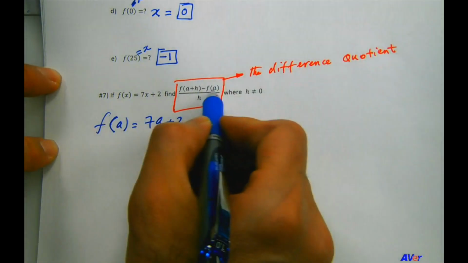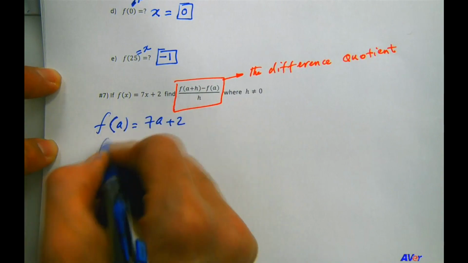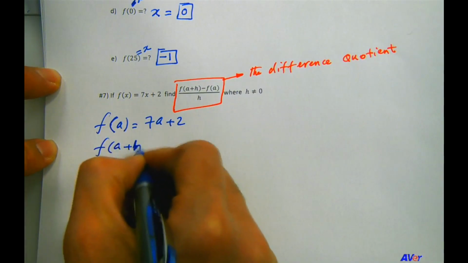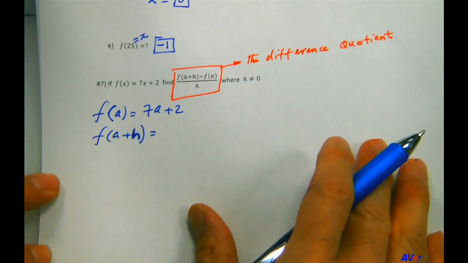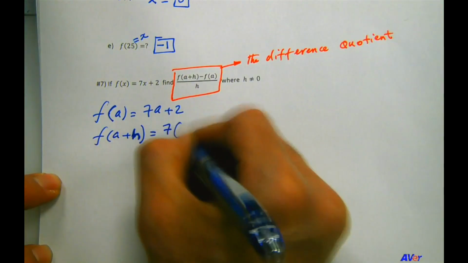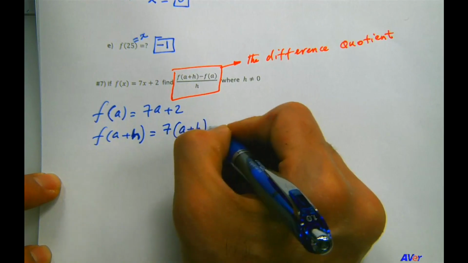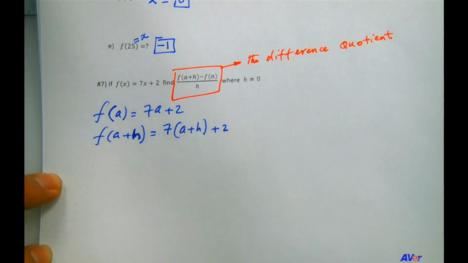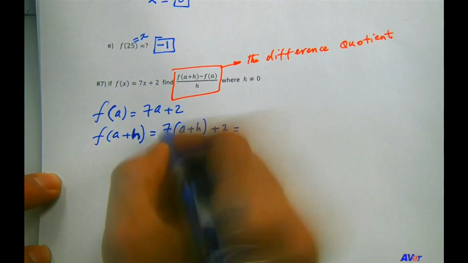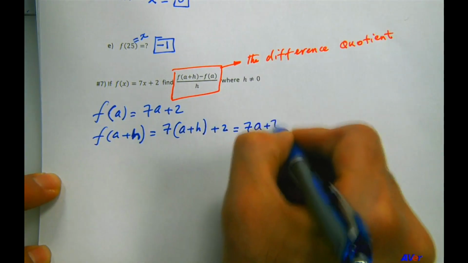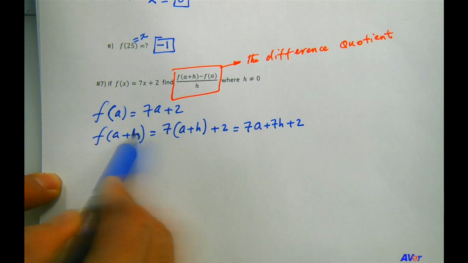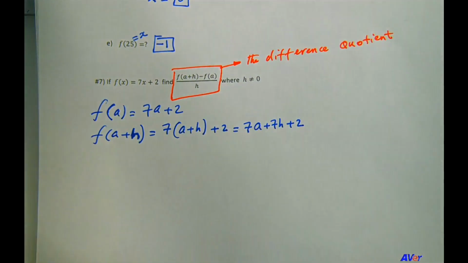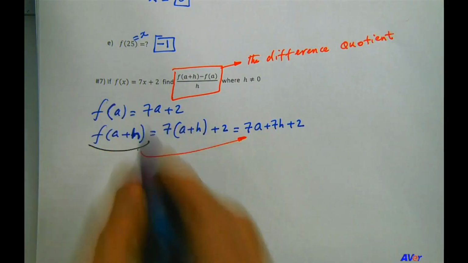Now I have f of a, but I don't have f of a plus h. So let's find f of a plus h. In this function, wherever you see x, just replace it with a plus h. So 7 times a plus h plus 2, right? Then let's simplify or distribute. So we have 7a plus 7h plus 2. So now we have f of a plus h is that, right? And f of a is that.